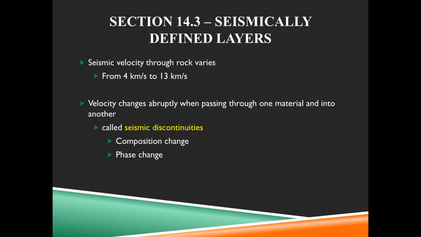So either there's one mineral or mineral assemblage above the discontinuity and a different composition below the discontinuity, like at the core-mantle boundary, changing from olivine peridotite material to a nickel-iron core. Very distinct composition change. Or it could be a phase change. We've mentioned before that there are certain minerals that, as you compress them, change into another mineral, not because they change composition, but because they rearrange. Once they become rearranged, they're denser, and they transmit seismic waves at a different velocity.